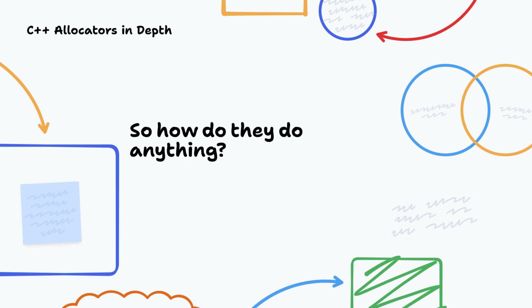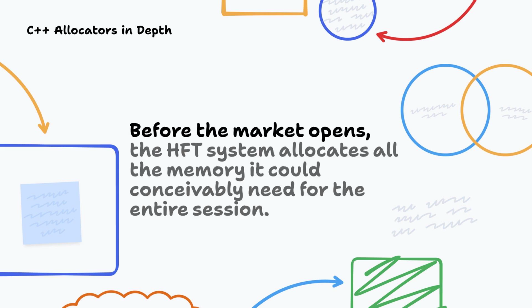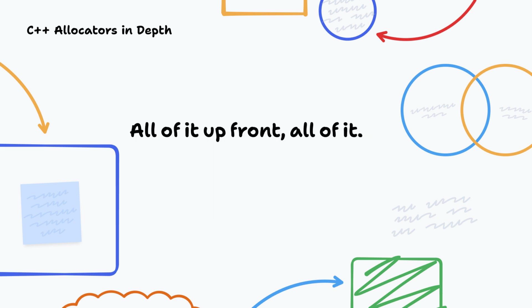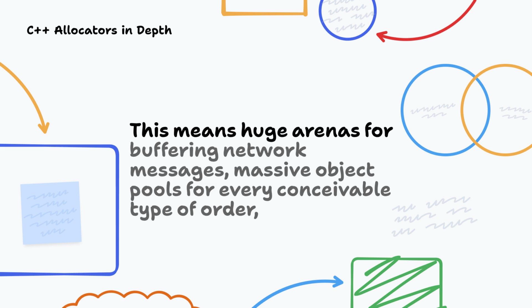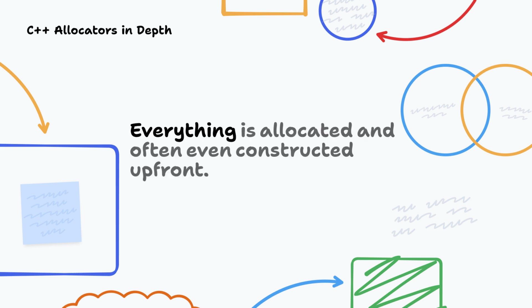So how do they do anything? Where does the memory come from? It comes from total pre-allocation. Before the trading day even starts, before the market opens, the HFT system allocates all the memory it could conceivably need for the entire session. All of it, upfront. This means huge arenas for buffering network messages, massive object pools for every conceivable type of order report or market data update, pre-sizing all internal queues and data structures. Everything is allocated and often even constructed up front.